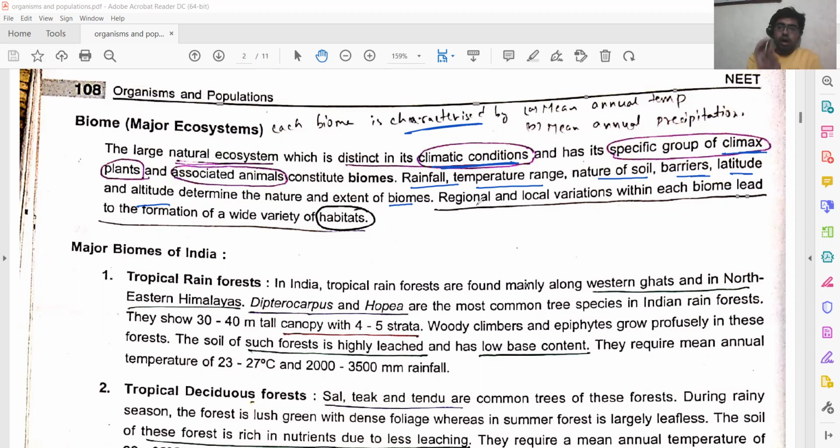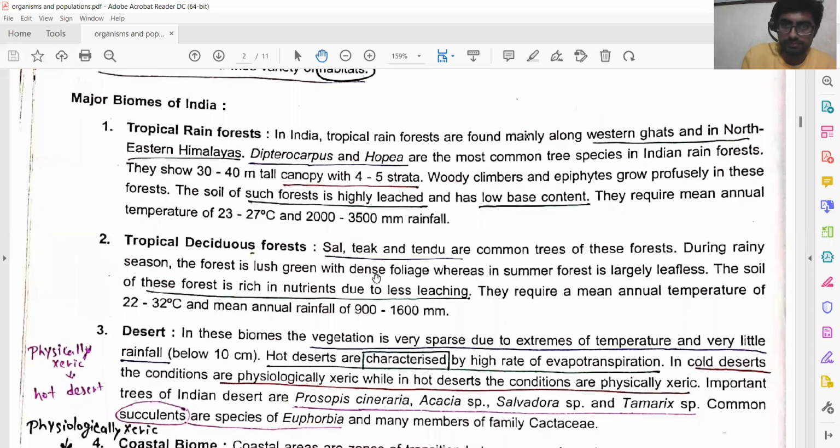So the organisms in the ocean which live near the colder areas are of some type, while the organisms in the same Pacific Ocean which live near the equator, or you may say the warmer water, are of some other type. So regional and local variations are there in the biome, and these variations lead to the formation of habitats. Okay. Now let us look forward towards the major biomes of India.